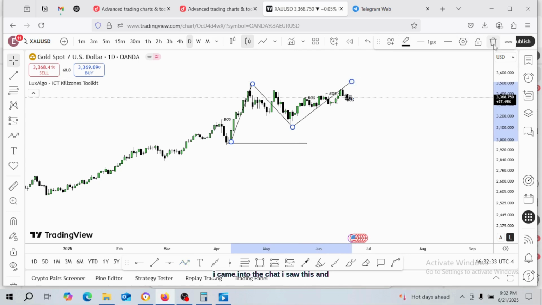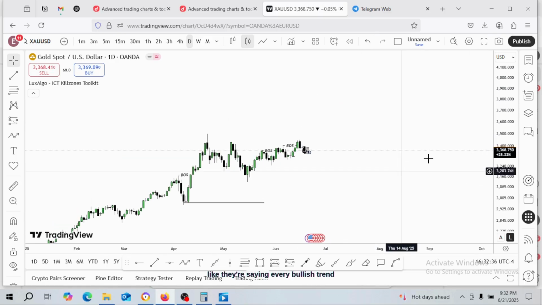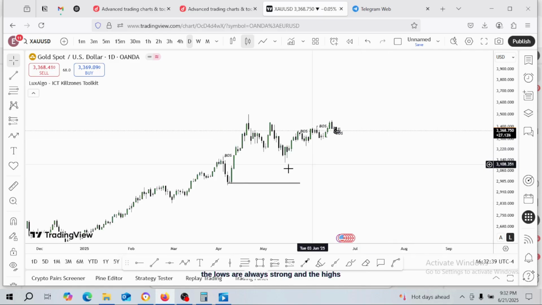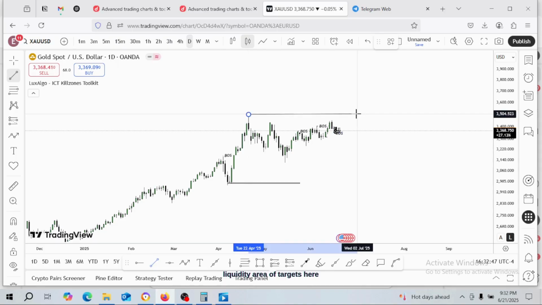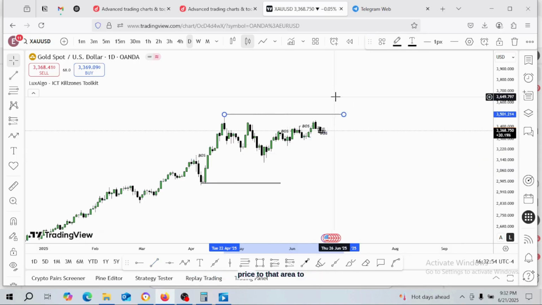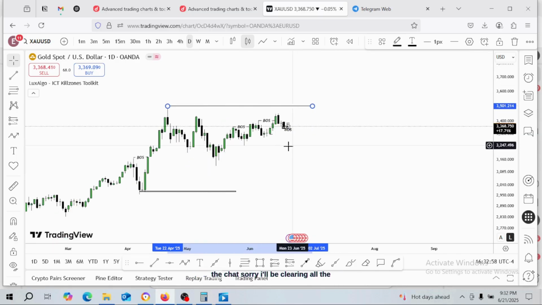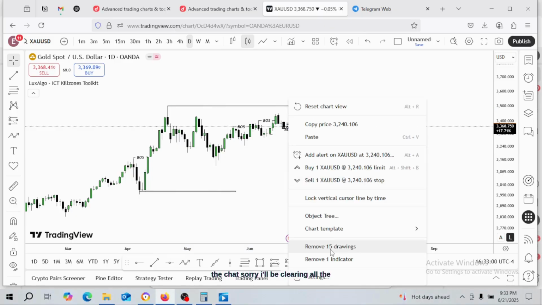While I came into the chart, I saw this, and like they say, in every bullish trend the lows are always strong and the highs are always weak. Now I had in mind that we have an area of liquidity, an area of target here, where we are having orders resting, and the smart money market will always push price to that area to take it out. Sorry, I'll be clearing all the drawings.